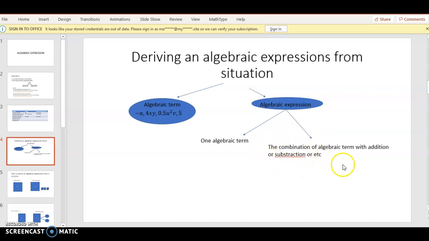What is meant by this? The combination of algebraic terms with addition or subtraction means that we have more than one algebraic term. For example, we have 4x. 4x is an algebraic term, but we combine it with another algebraic term v by using the plus symbol. Now we have an algebraic expression. This is what we call an algebraic expression.